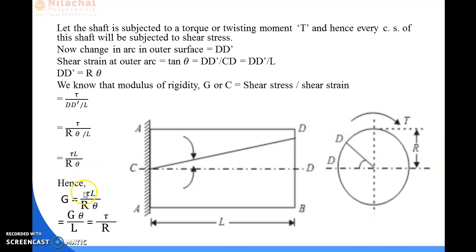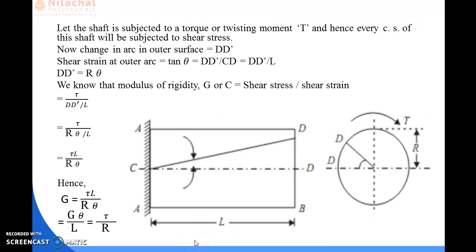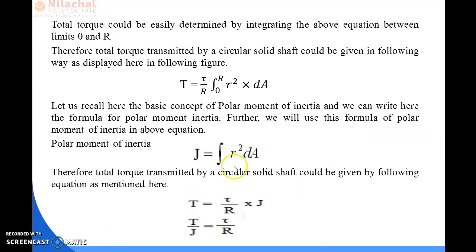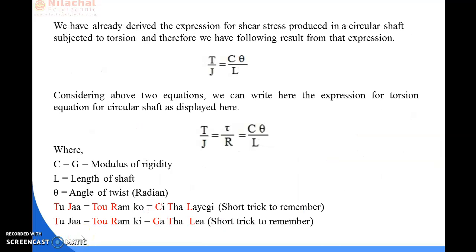From here we can put the value of G is equal to tau L divided by R theta, and by simplifying it we can find out the equation of torsion as G theta divided by L is equal to tau by R. Previously we got the value of tau by R is equal to T by J. Hence we can say that tau by R is equal to T by J is equal to G theta by L. So this is your total equation of torsion.